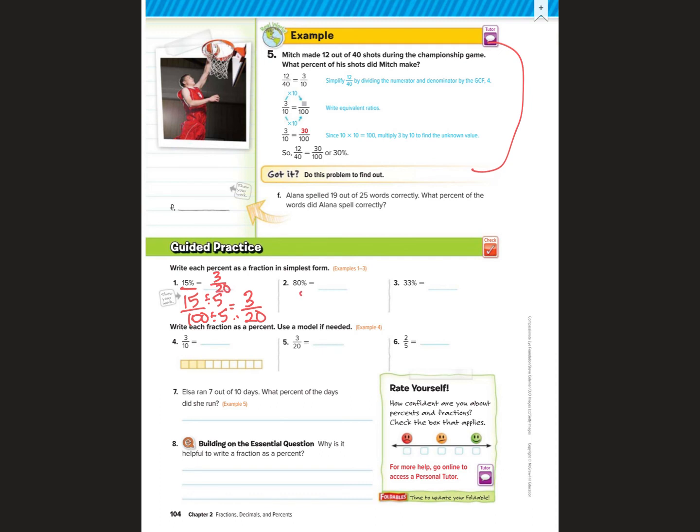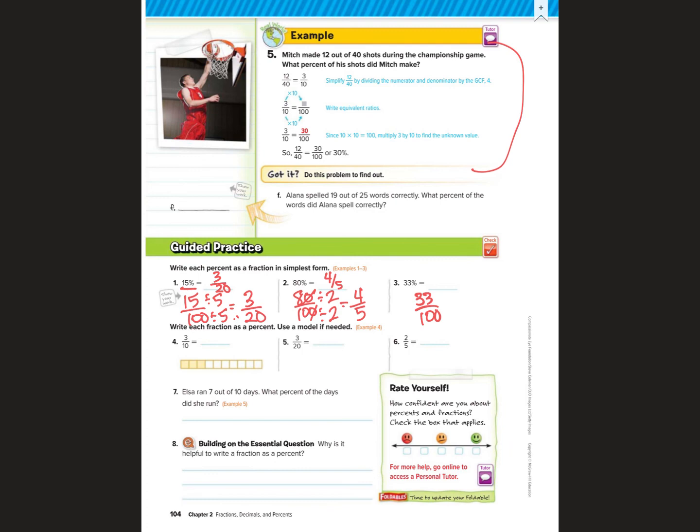Let's do 80 over 100. Maybe your brain would have thought, hey, I can do 8 over 10, and divide by 2, and I would get 4/5, which would be in simplest form. 4/5. 33% would be 33 over 100, and that is already in simplest form.